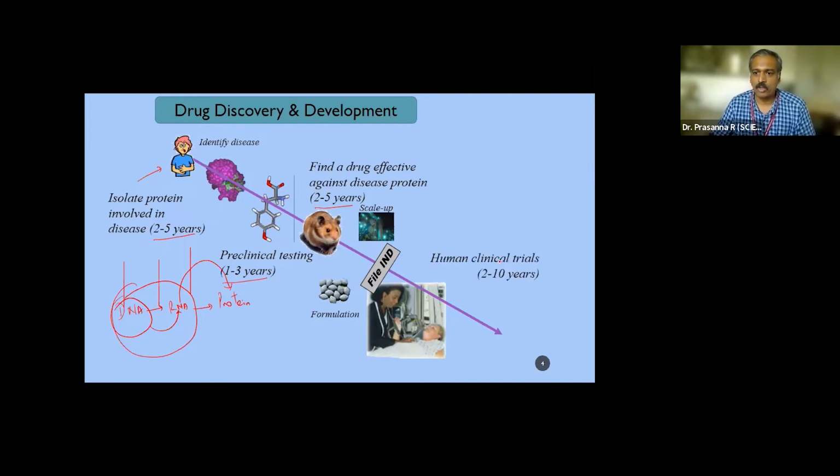And then maybe on the human trials, which is going to take 2 to 10 years, and then you file another NDA and understand more about the drug and get the approval of the FDA. The FDA is the Food and Drug Administration regulatory body, which is going to take almost 2 to 3 years, and then the drug is going to come to the market.